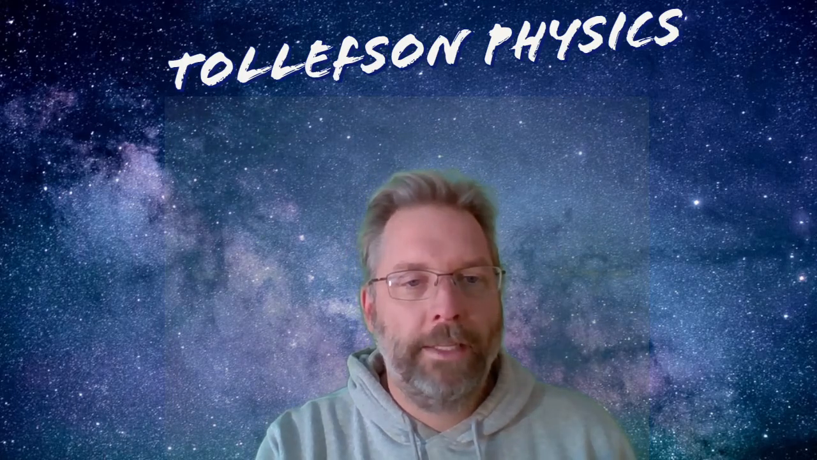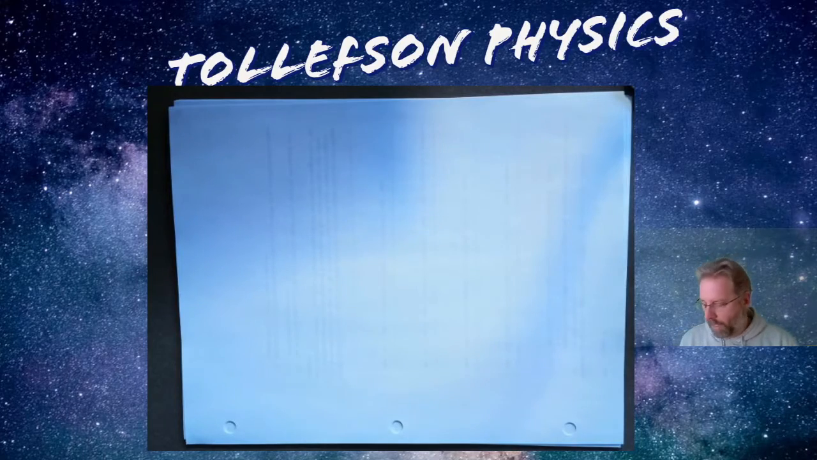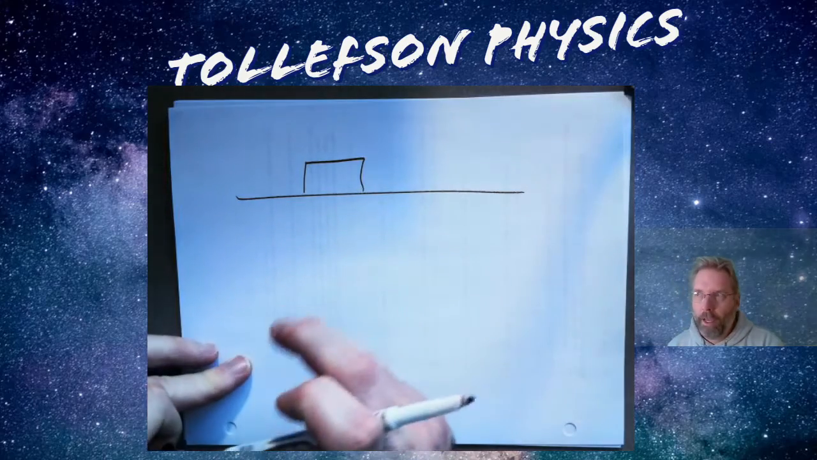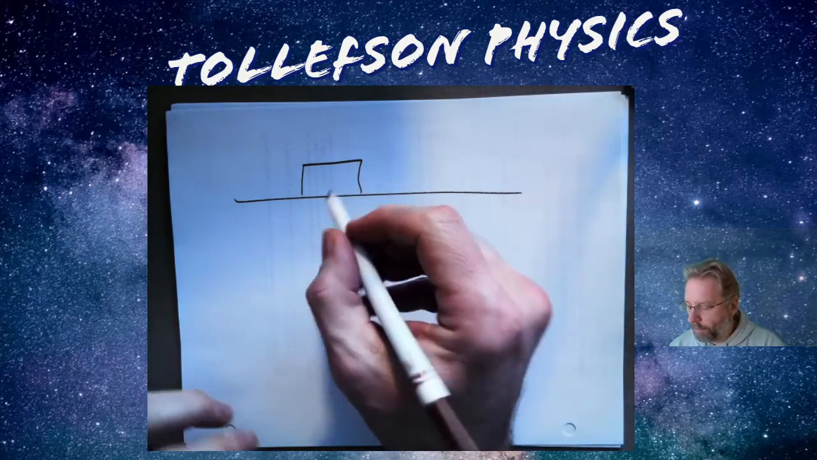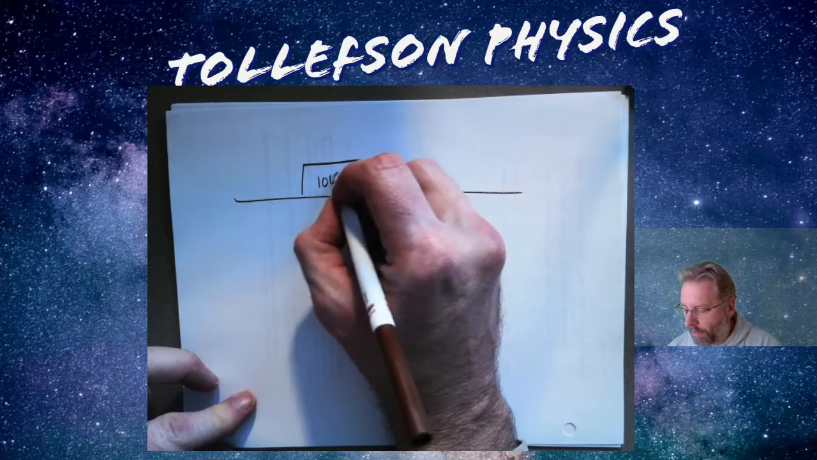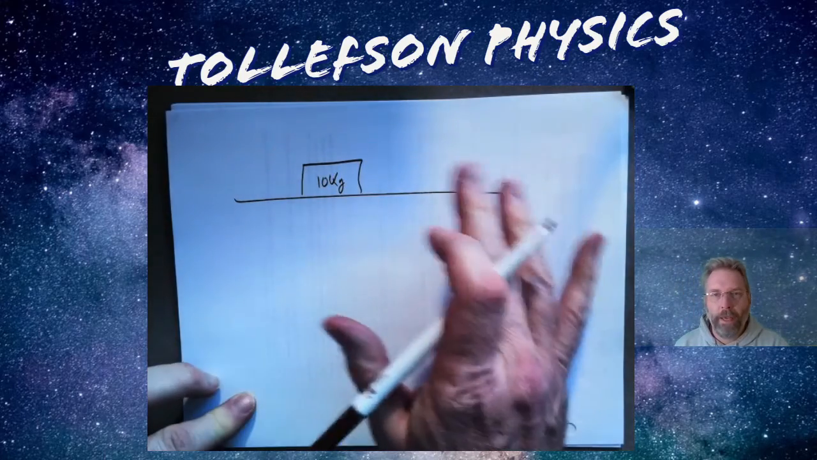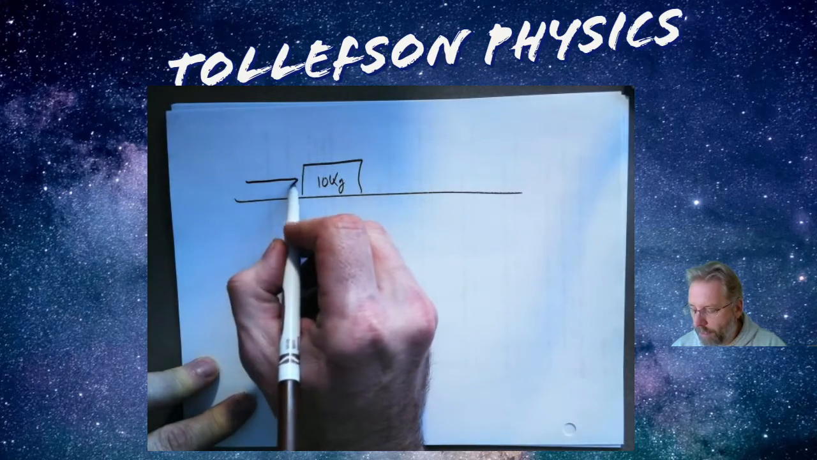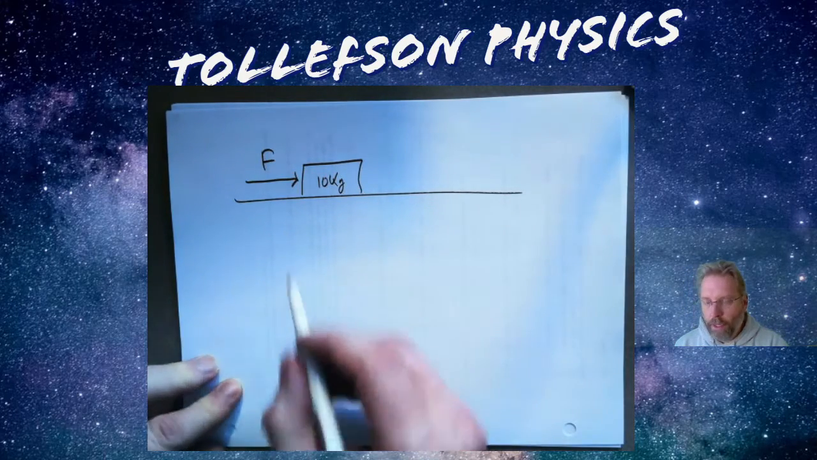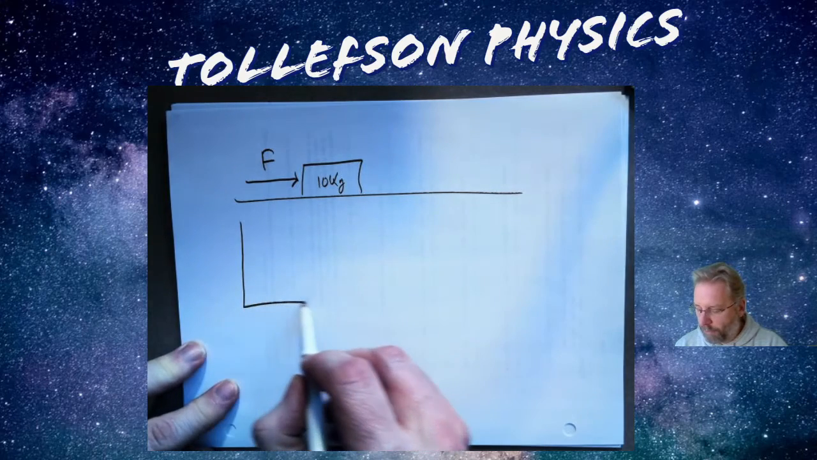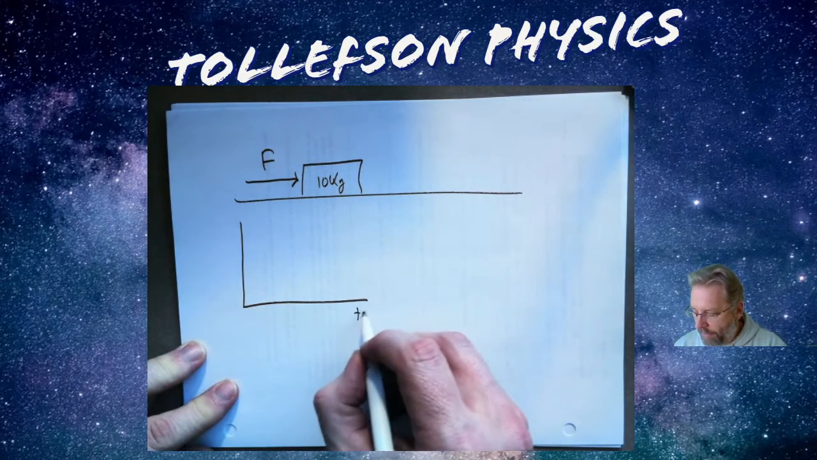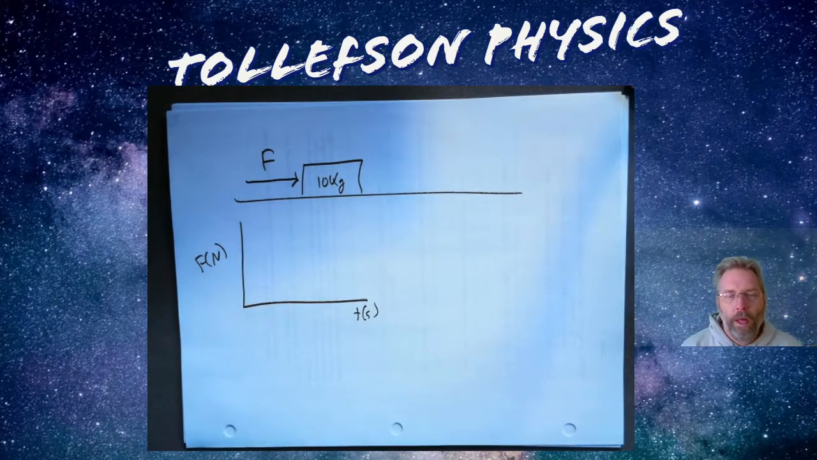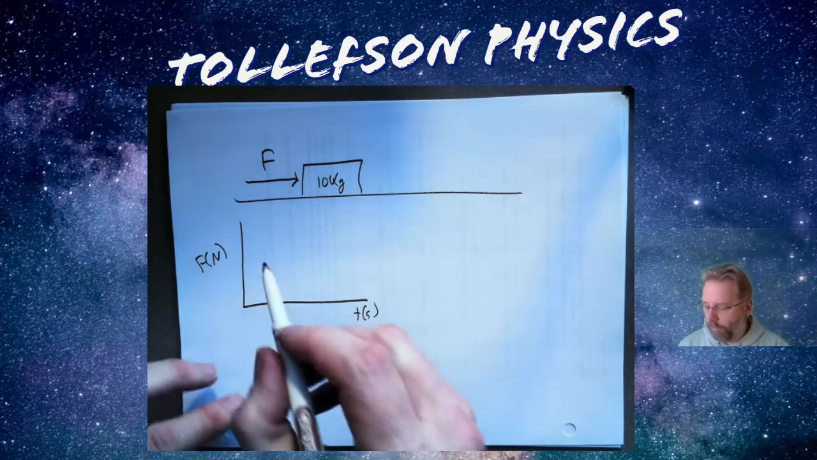Let's consider a simple case. Let's consider that I have a box, and this particular box is 10 kilograms. We're going to be on a frictionless surface, and we're going to apply a force to this. The force is going to be measured using a force gauge. We're going to have time in seconds and force in newtons.